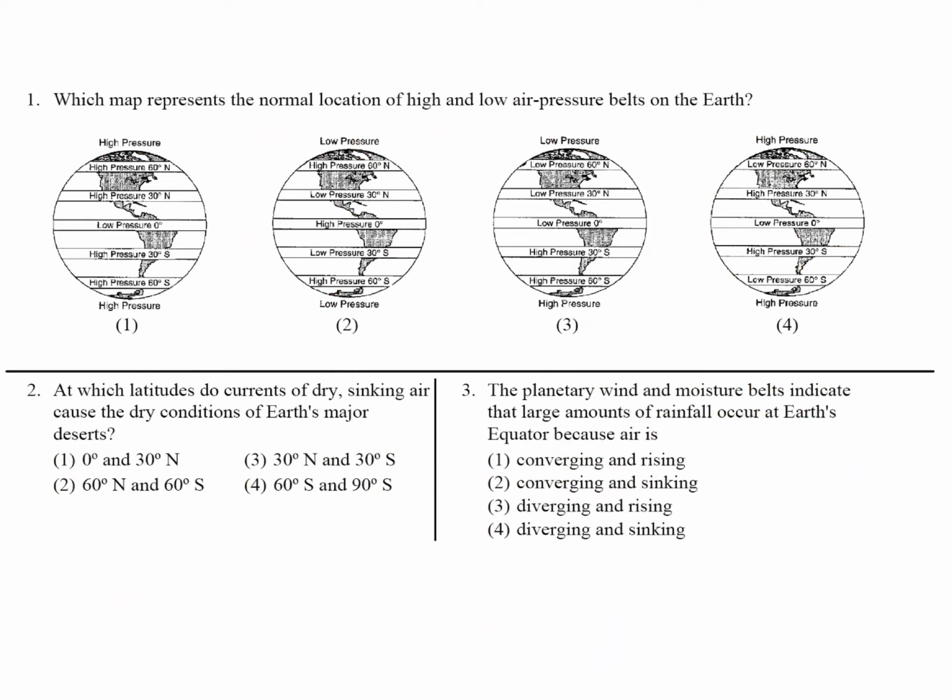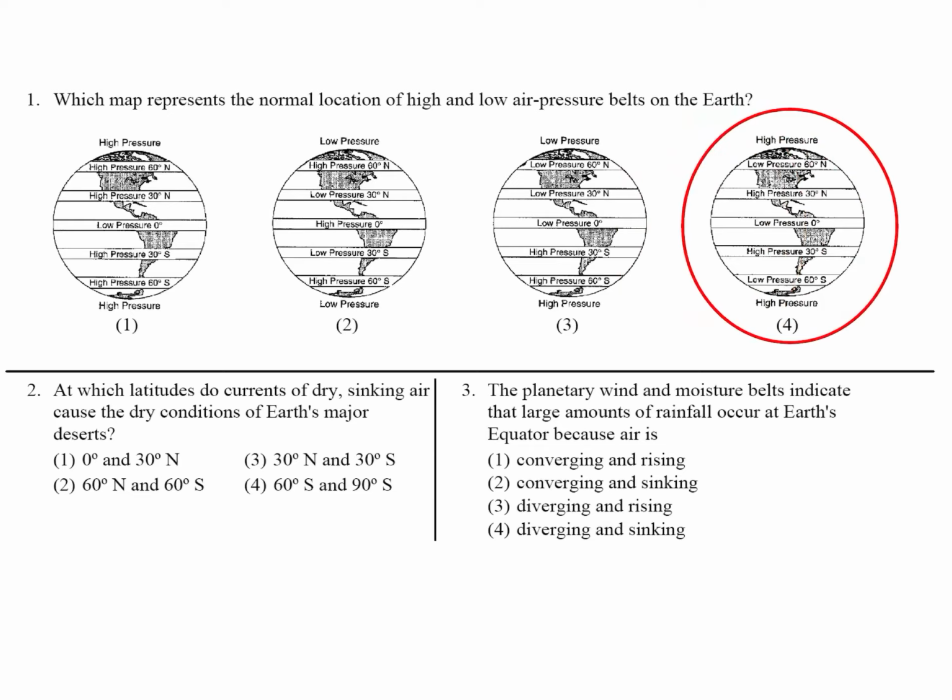So which map represents the normal location of high and low air pressure belts on the Earth? This is a pretty common question. All they're asking you for is which diagram most accurately reflects the reference table page. And your answer should be 4, right? Your low pressure is at the equator. Your high pressures are at the 30s, lows, 60s. It just alternates from there. Just remember the equator is low.